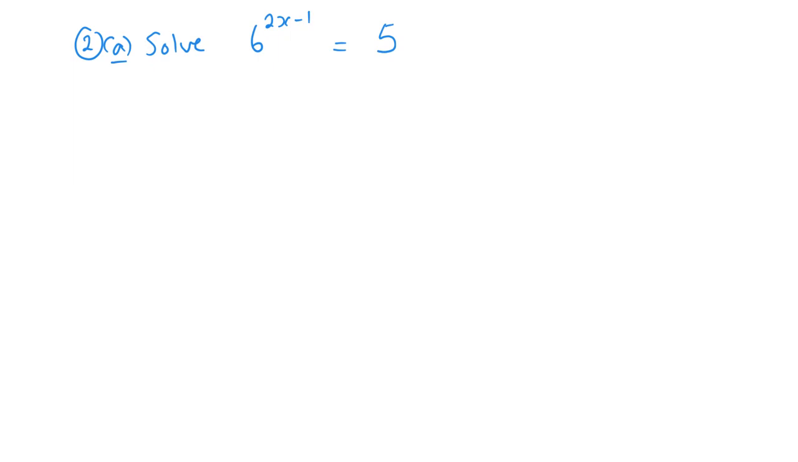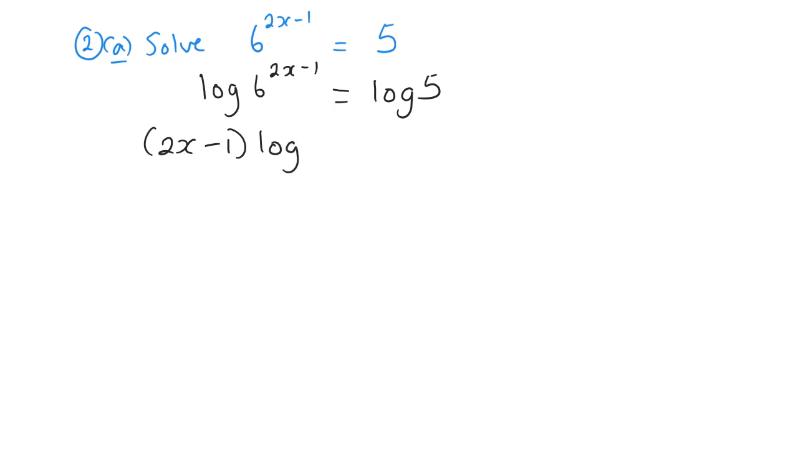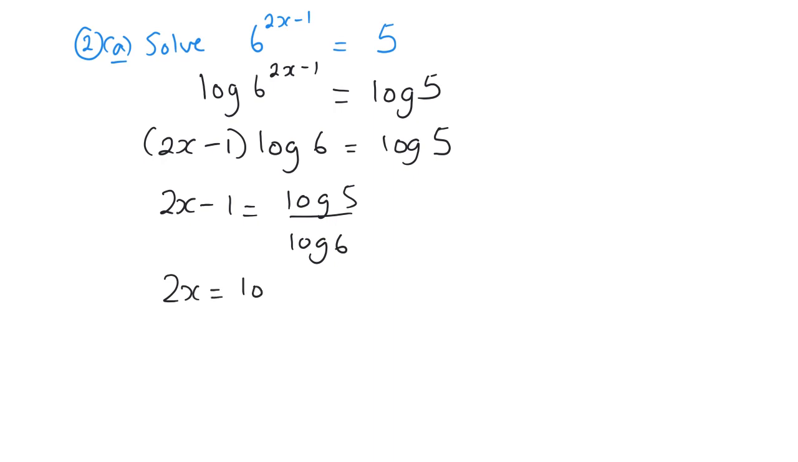Question 2, part A, solve 6 to the power of 2x minus 1 equals 5. So now what we've got in our index is just slightly more complicated than just x or minus x, but we'll do it in exactly the same way. Take logs at both sides. And now bring down our power. So we're bringing down 2x minus 1 in front of the log 6. Now I'm going to divide across by log 6. I'm going to bring my minus 1 across and make it plus 1.